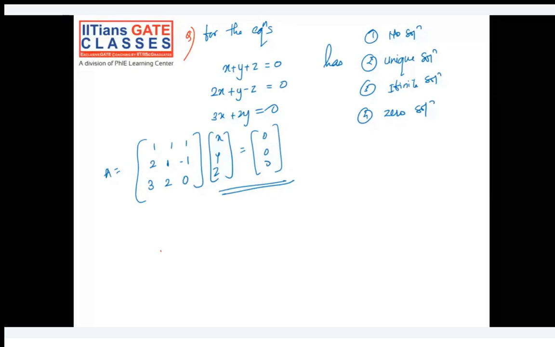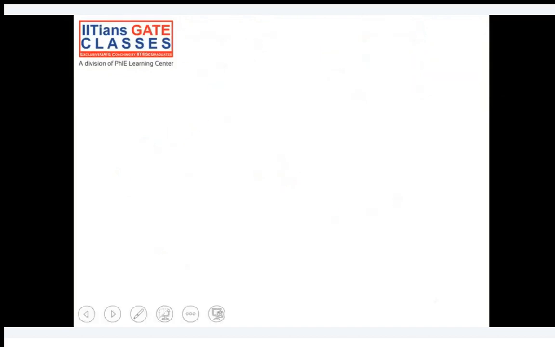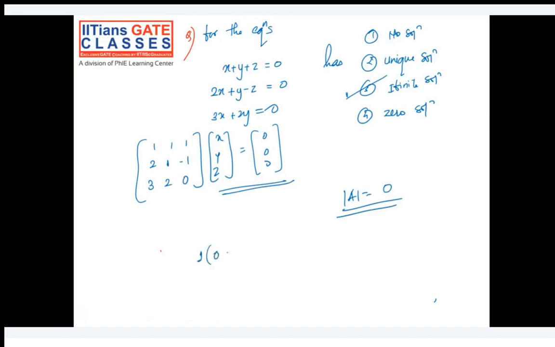Yes, infinite number of solutions. Why? Because if you calculate the determinant in this case, you'll get 0. You can try to calculate the determinant. 1 times (0 plus 2), minus 1 times (0 plus 3), plus 1 times (4 minus 3). So 2, minus 3, plus 1. 3 minus 3 is 0. That's all. The determinant is 0.